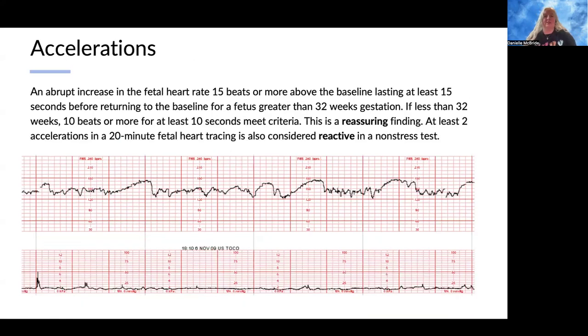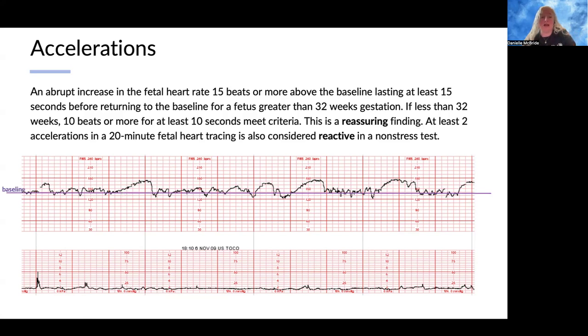Accelerations are not related to variability. This is a separate thing. Accelerations are an abrupt increase in the fetal heart rate. So if we think about where our baseline is, in order to meet criteria for an acceleration, if the baby is greater than 32 weeks gestation, our increase needs to go up by at least 15 beats. And so if this is our baseline, each of these boxes going up are 10 beats, and each of the boxes going across are 10 seconds.